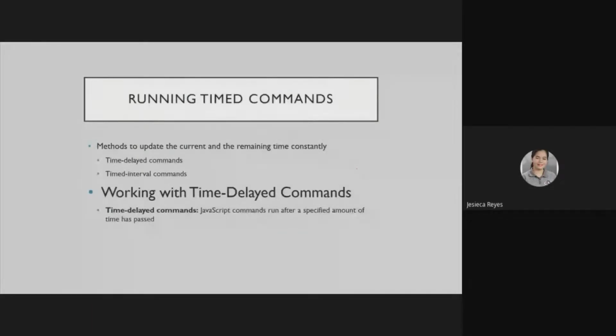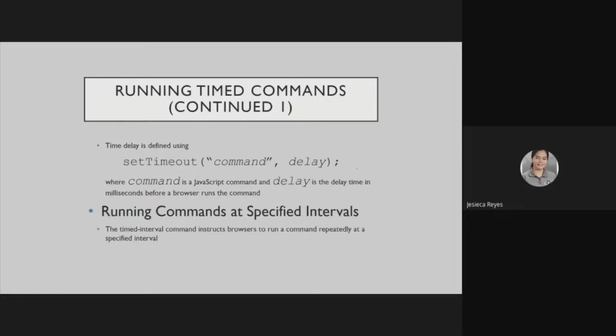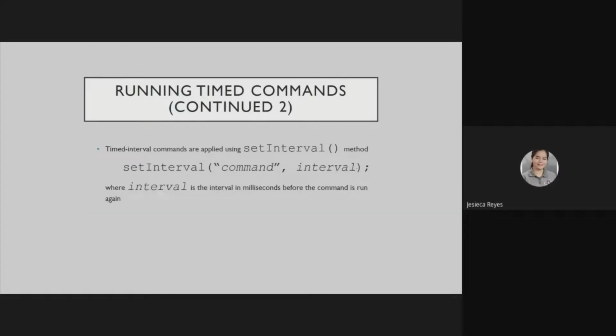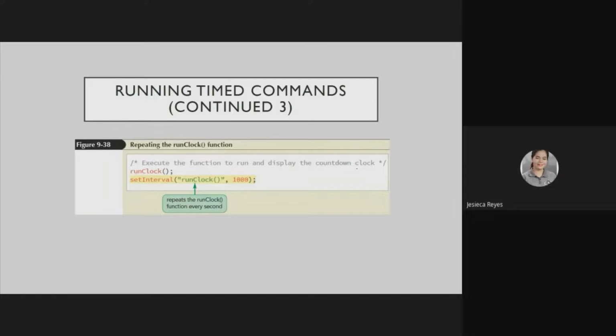Now we have methods to update the current and the remaining time constantly. You may have the time delayed or the time interval commands, but we will not work on this for now. Later, later activity. Okay, setTimeout is used to define the time delay. Okay, and to specify the interval. Something like this, it will repeat the clock function every second.